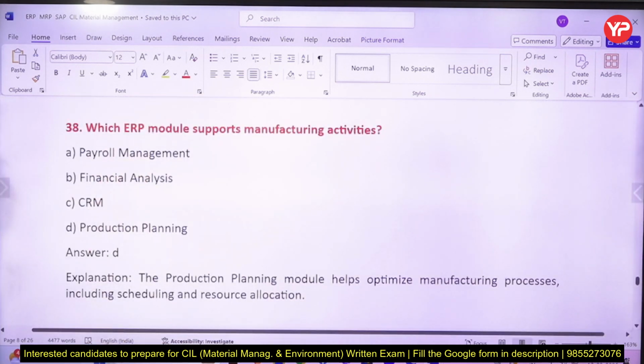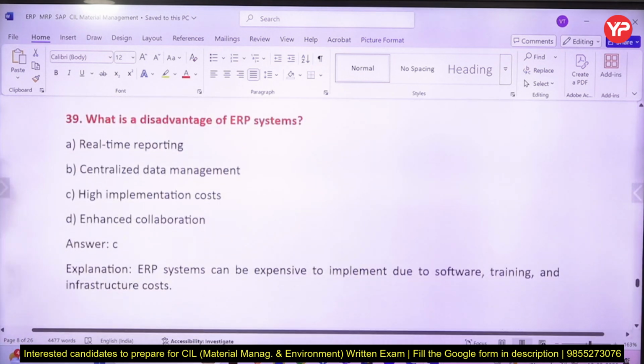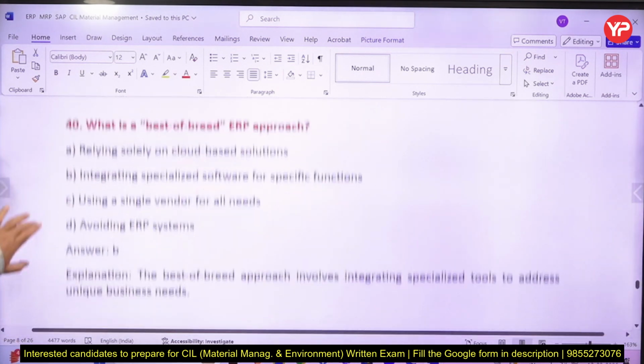Which ERP module supports manufacturing activities? Production planning. Any disadvantage of ERP? Yes, implementation cost can be more in the beginning, but later on as you start using it, the cost reduces.